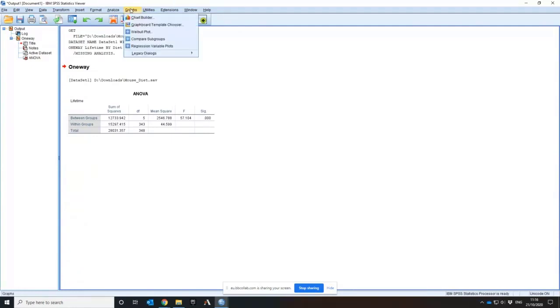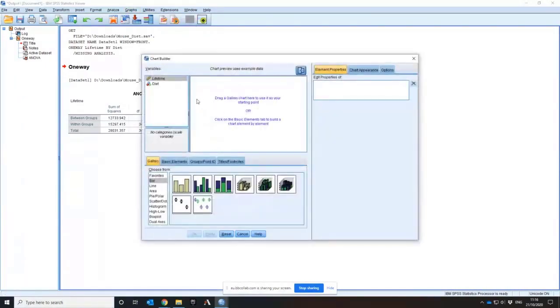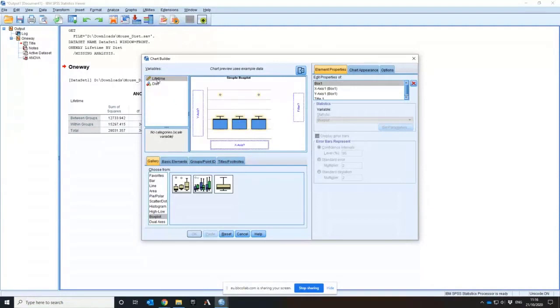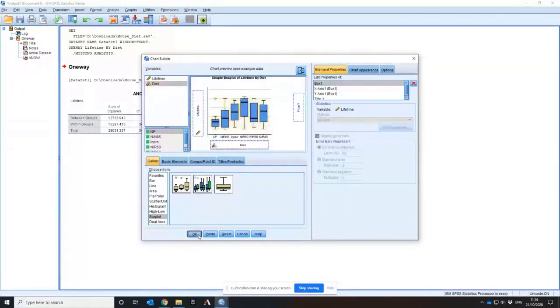So what I could have done before I did all this business is I could have actually done a chart. So what I could do is do some box plots. So let's do a box plot here, and let's have lifetime as the y-axis and diet as the x-axis, and then go OK.